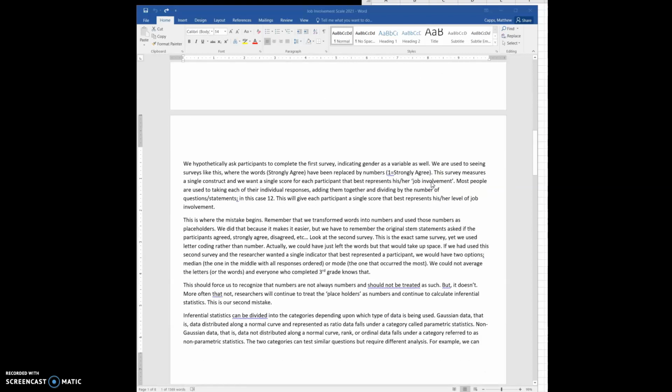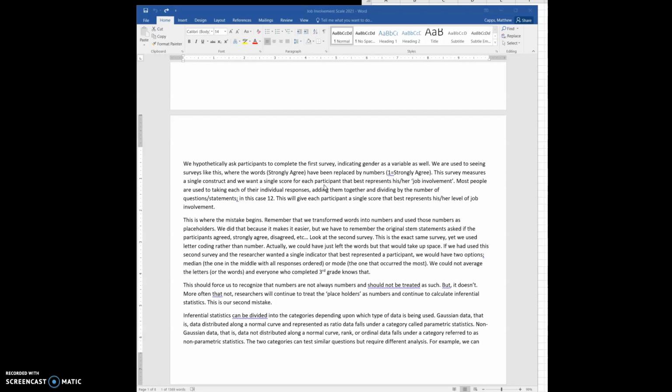So hypothetically, in this situation, we asked participants to complete the first survey, and we asked them to put gender on there as a variable. We're used to seeing surveys like this, where the words strongly agree are replaced by numbers. It measures a single construct. We want to know for each of these participants what scale number best represents their personal view of their job involvement.